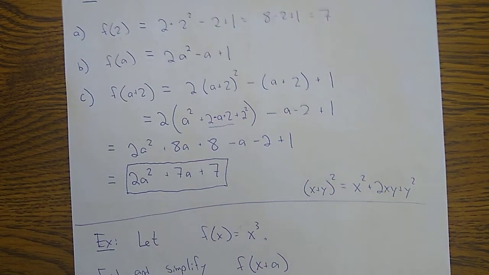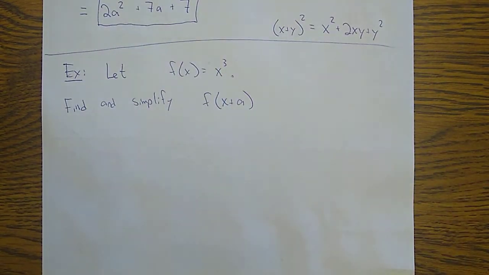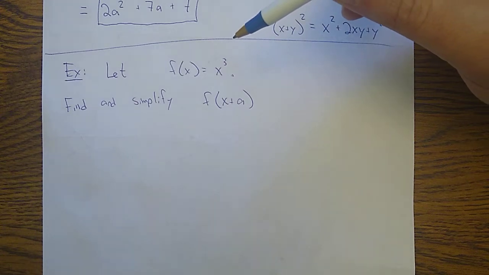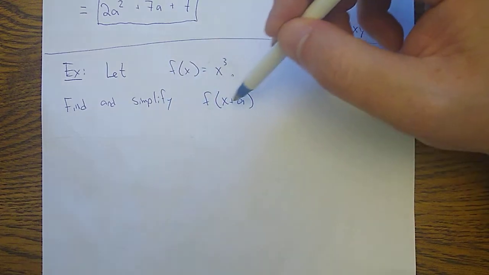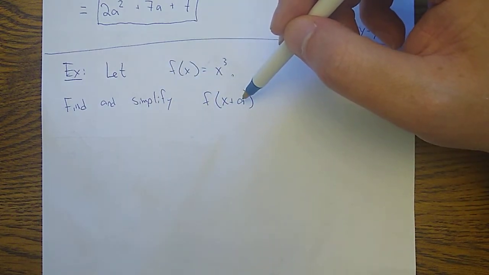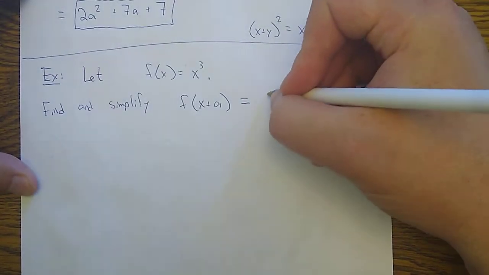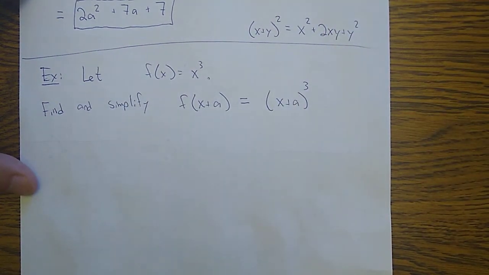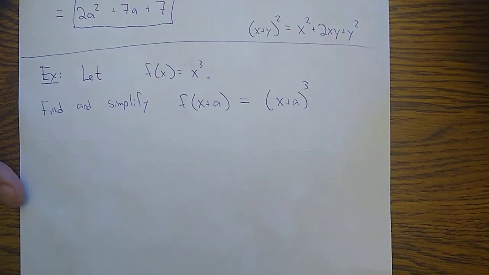And on that note, I think I still have time to do this example. This is very similar to one in the online homework. Let f of x be x cubed, x to the third power, and we're going to find and simplify f of x plus a. Of course, it's just that. I'm just putting x plus a in instead of x. I use parentheses.